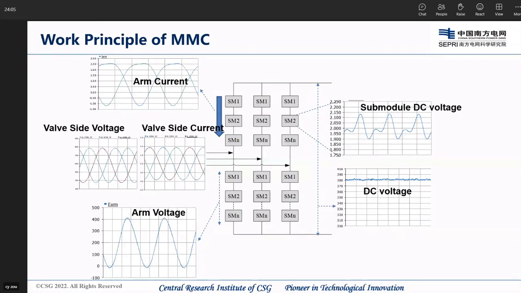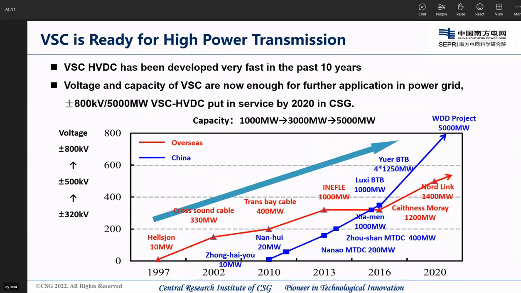VSC has been developed very fast in the past 10 years. Voltage and capacity of VSC are now enough for further application up to 5 gigawatts. The 800 kV, 5 gigawatts VSC was put into service in 2020 by CSG. So it now has almost the same capacity as LCC technology.